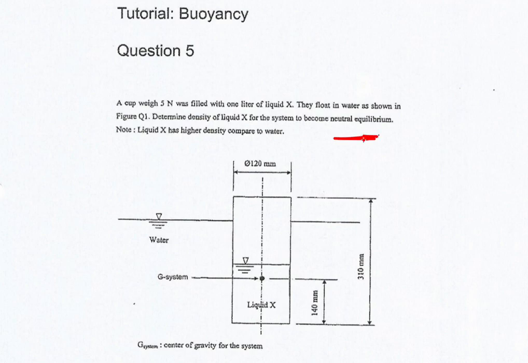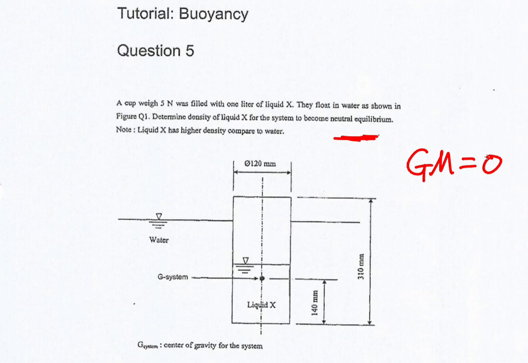So neutral equilibrium means the value of Gm is equal to 0. Because according to the definition, if Gm is greater than 0, it is stable. If Gm is less than 0, it is unstable. So it means there is still one more condition, which is Gm equal to 0. So Gm equal to 0 is called neutral equilibrium.